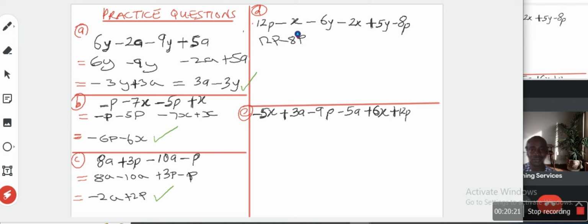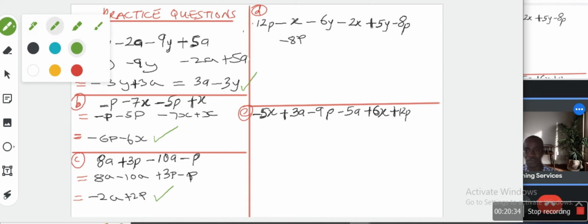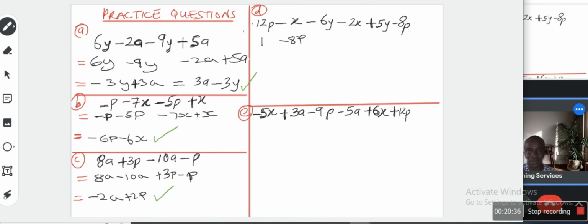Okay, is that 12p minus 8p you wrote there? Yeah. All right, don't worry, let me write it properly so it doesn't look confusing. So you're collecting the terms in P. You have 12P minus 8P. Go ahead.